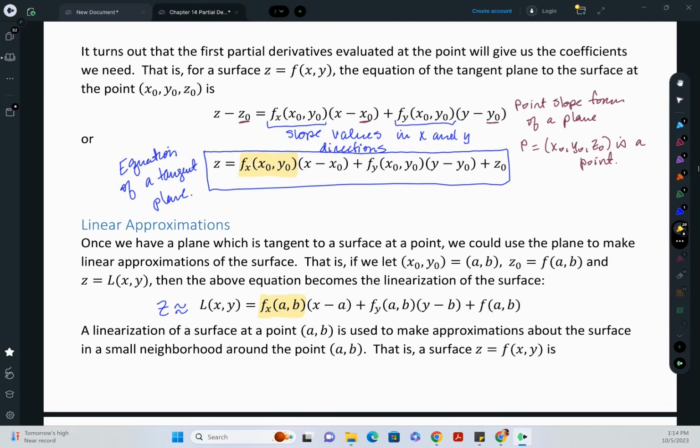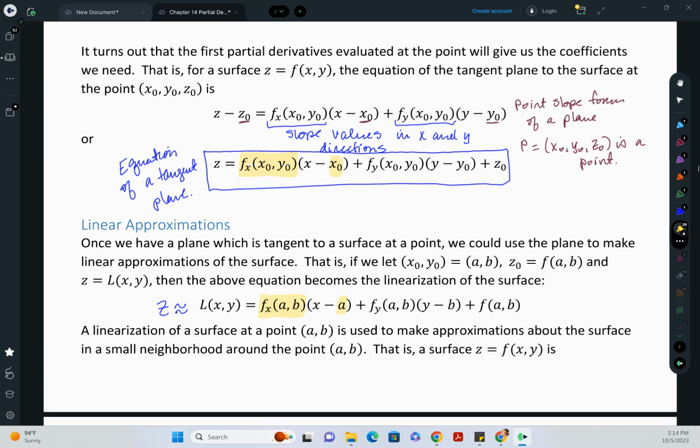It looks like in the linearization function, a and b represent x naught and y naught. That's the difference. That's just about naming convention. X minus a, and then in the equation of a tangent plane, it's x minus x naught. So here it's very clear.